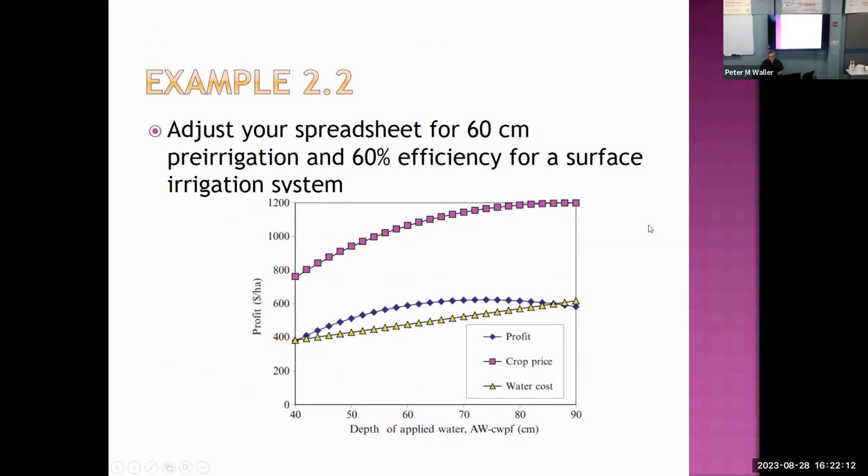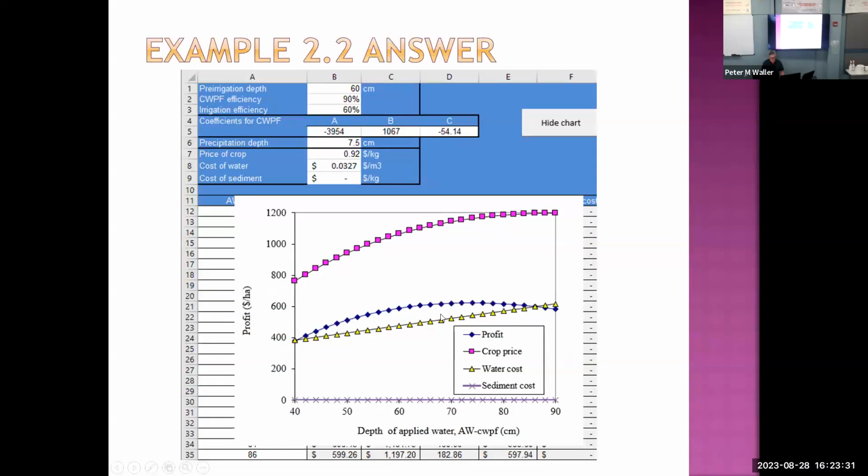Okay, so now I'd like you to do example 2.2 and adjust your spreadsheet for 60 centimeters of pre-irrigation and 60% efficiency for a surface irrigation system. So find your maximum yield for that. So you can see here that the maximum profit is, instead of $900, it's $600 because you have a 60% efficiency irrigation system.